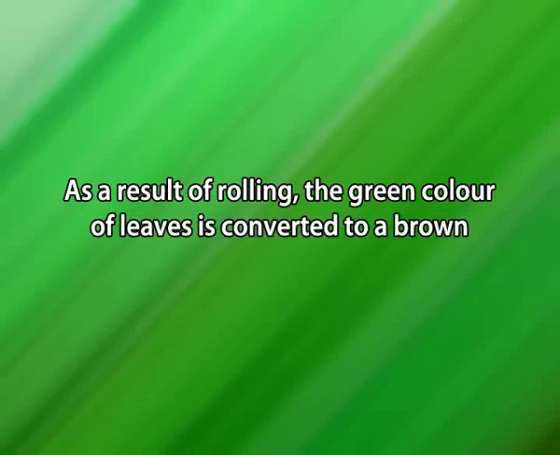The leaf juices get exposed to the oxygen in the air and initiate a biochemical reaction which is essential for the manufacture of tea. As a result of rolling, the green color of leaves is converted into a brown coppery color. The whole process of rolling is completed in about half an hour. After rolling, the leaves are subjected to roll breaking.